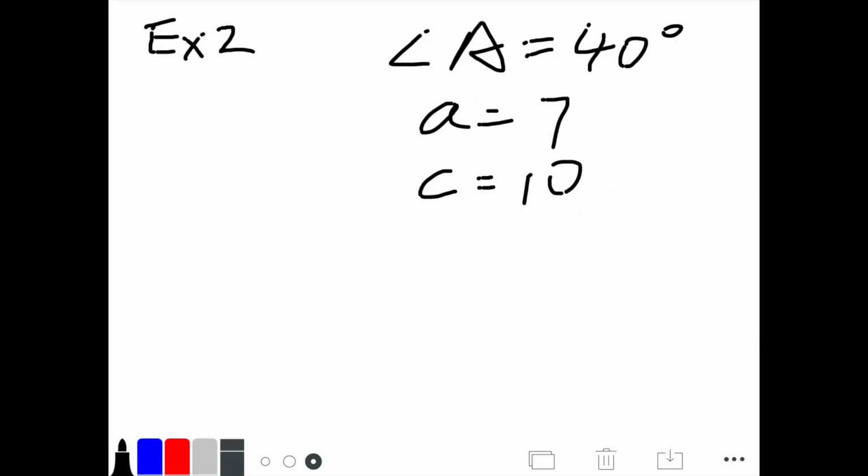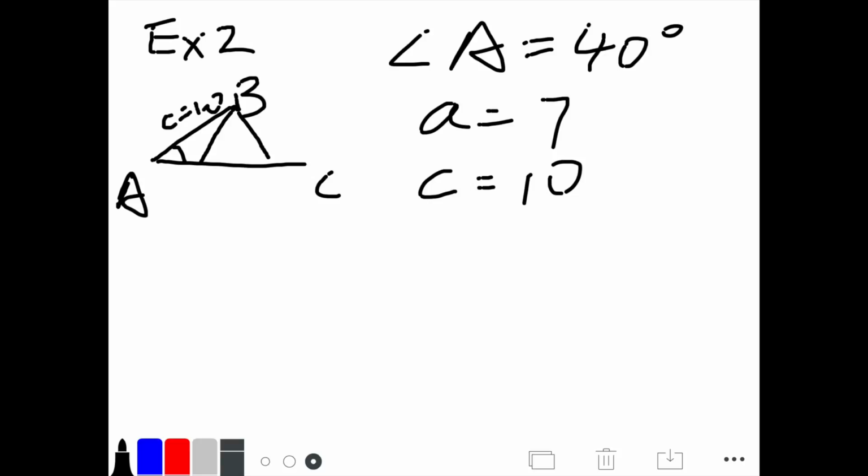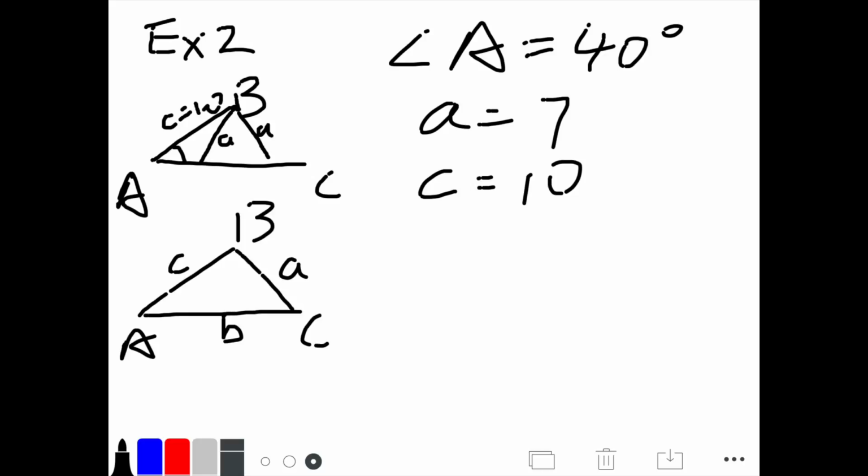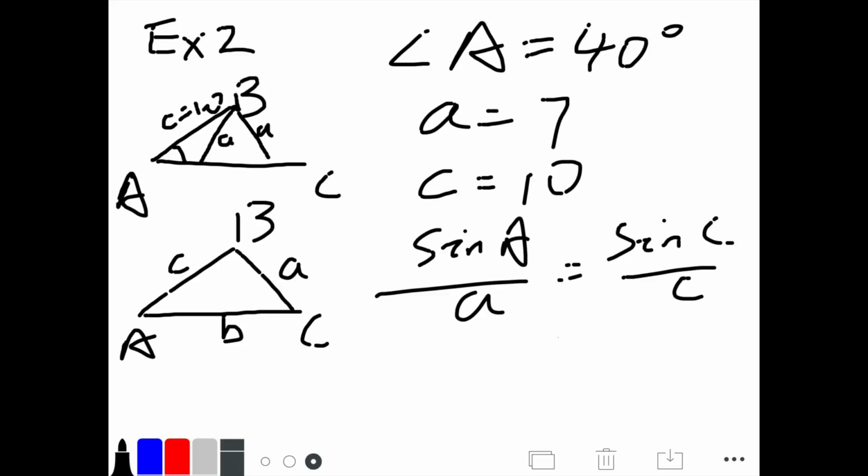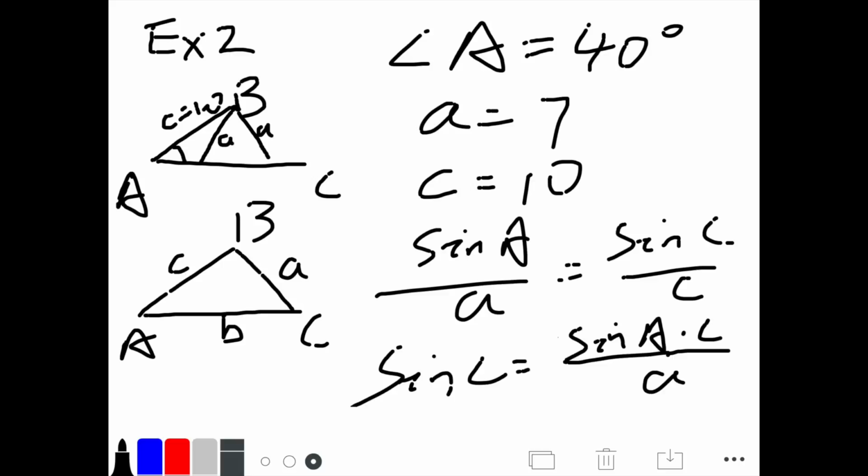Okay, then let's see example question 2. Angle A equals 40 degrees, a equals 7, and c equals 10. So first we have the angle A equals 40 degrees and c equals 10. But when we are drawing the triangle, we can see there are two situations. They both satisfy our conditions, so let's talk about them separately. The first situation, we make it like this. We can simply use sin A over a equals sin C over c. We get sin C equals sin A times c divided by a.